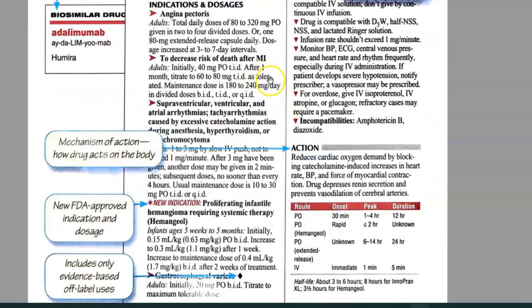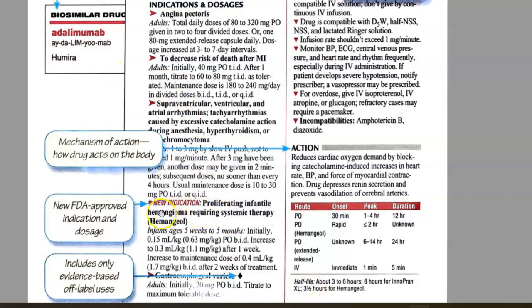A very important piece of information that you also would like to know when you're looking up a drug is the mechanism of action, or how the drug acts on the body. So it's under here, action. For example, for propranolol, this is the mechanism of action. It also gives you information on the route, and depending on the route, what the onset, peak, and duration of the drug are. And over here, you can also see the half-life of the drug.